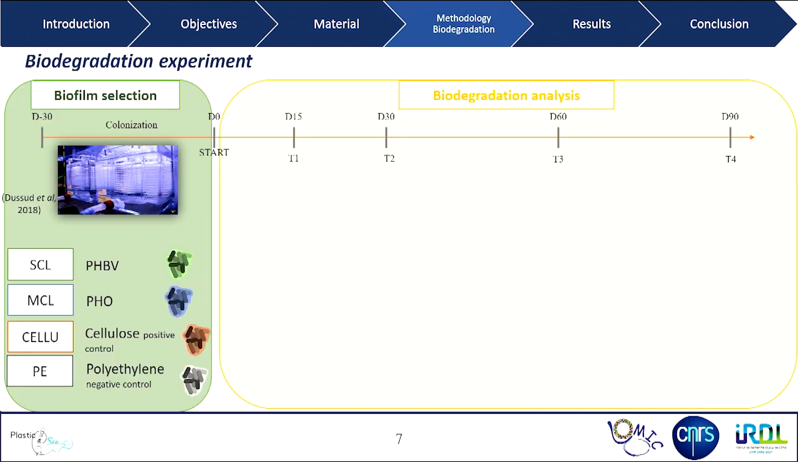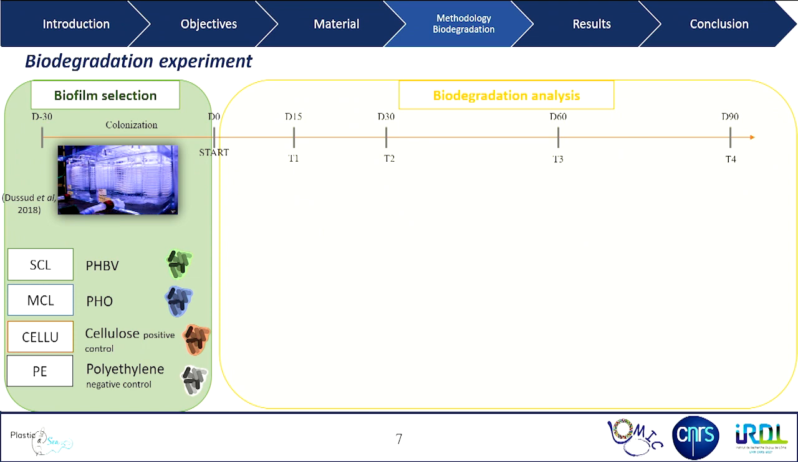Then we analyzed their biodegradation through a biodegradation experiment. We wanted it to be as near as possible to the natural environment that we can find in the sea. So in Banyuls-sur-Mer, we did the biofilm selection. We wanted bacteria very specialized in PHA biodegradation or polymer biodegradation.